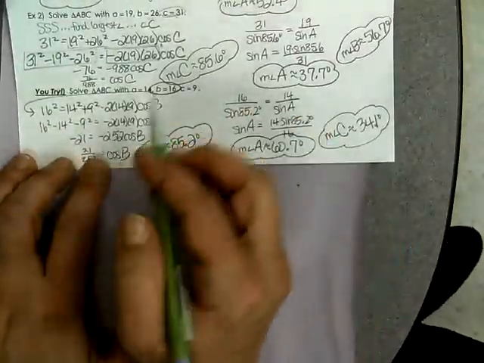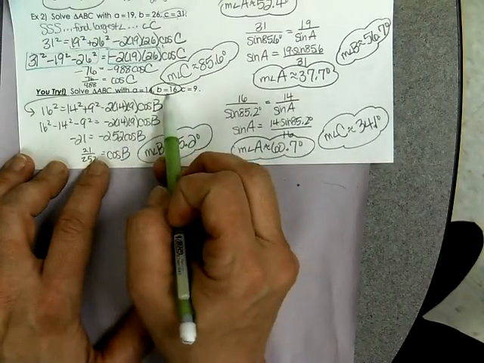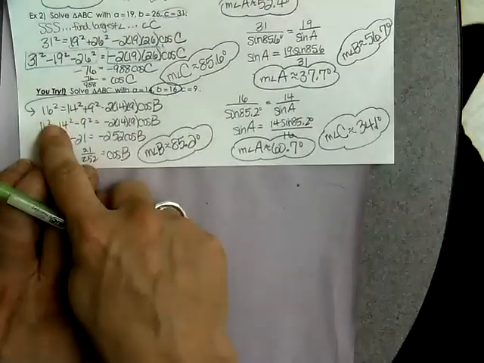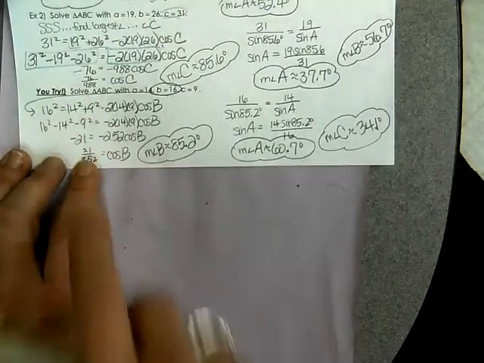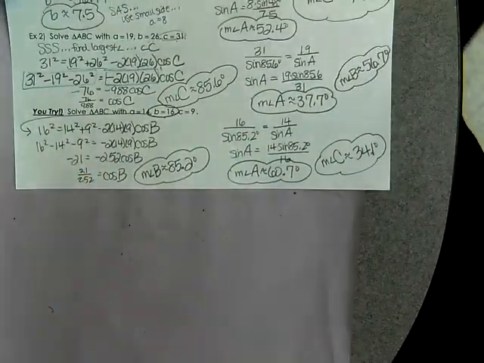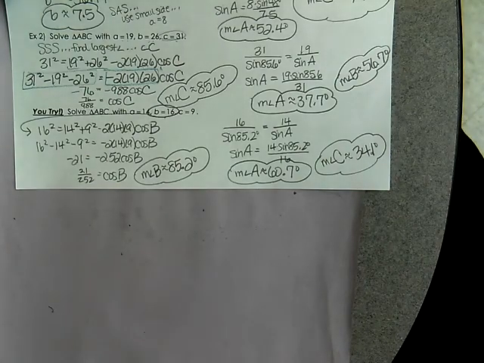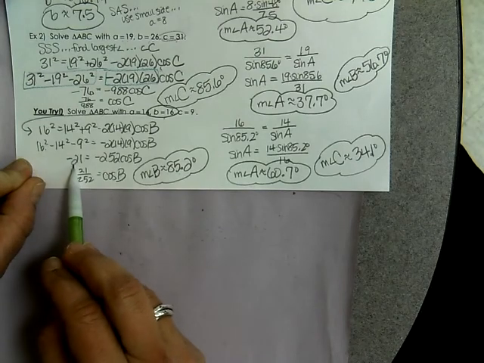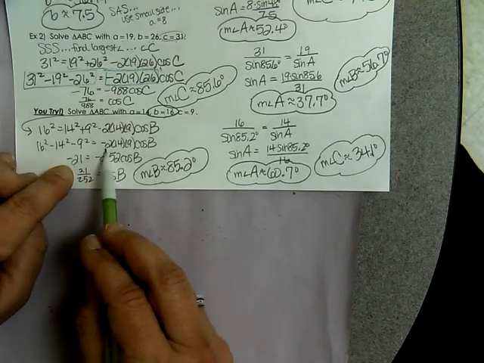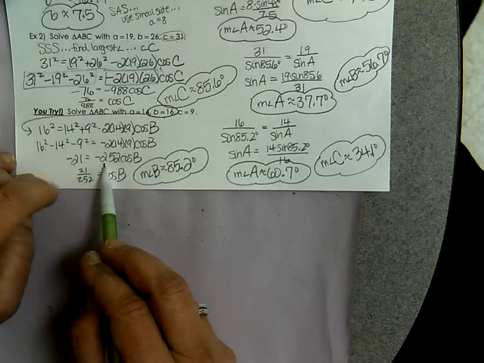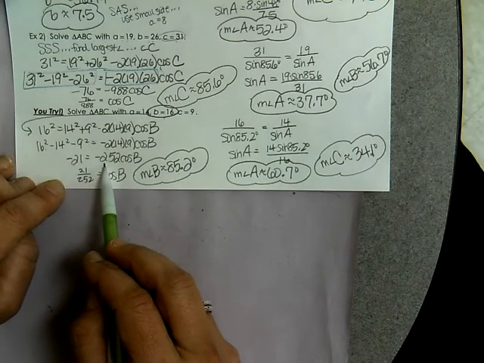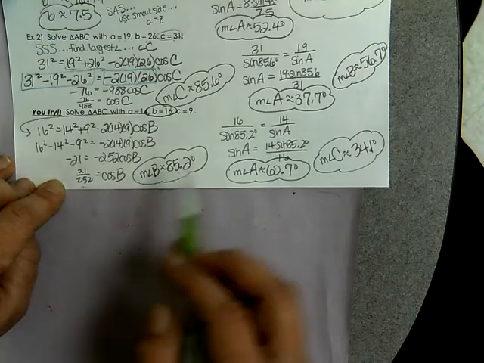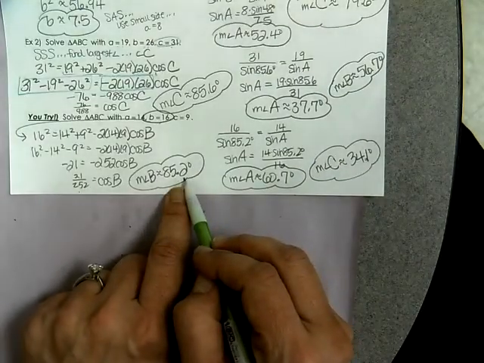Okay, so here's what I did. I looked and I saw that my largest side was side B. So that's potentially my largest angle. So I set up 16 squared equals 14 squared plus 9 squared minus 2 times 14 times 9 times the cosine of angle B. Moved all my squareds to the left, and I ended up getting negative 21. Multiplied on the right to get negative 252 cosine B. Then divided, took the inverse cosine of 21 over 252 to get 85.2 degrees.